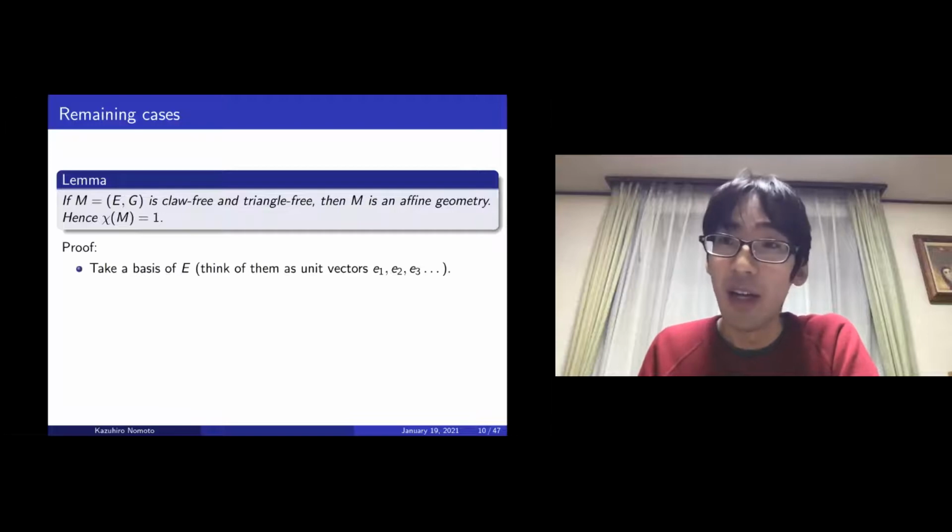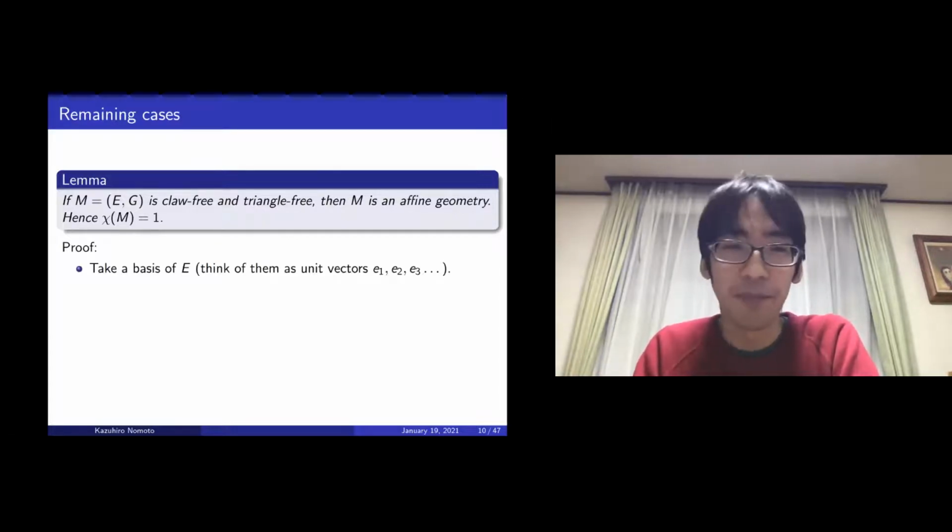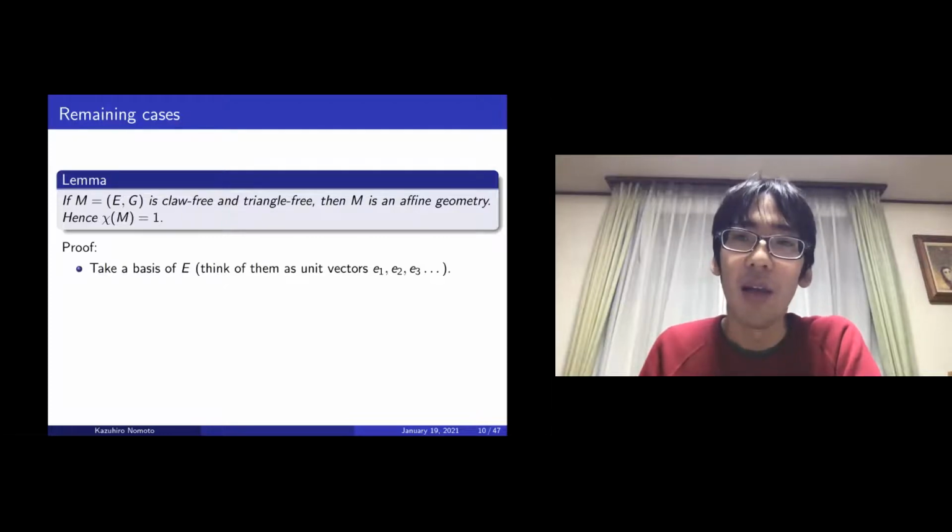The proof is really nice. It's a sketch, but assume that your matroid is full rank just to make life a little easier. I'm simply going to pick a basis of my ambient space, which is contained in my ground set E. I'm going to think of them as unit vectors, so all support 1 vectors.